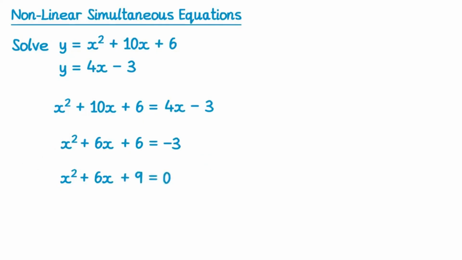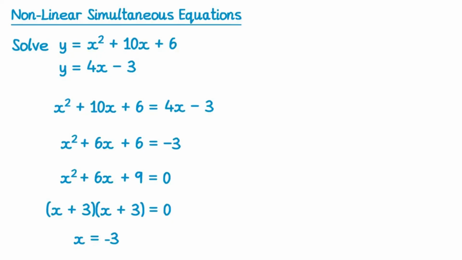Fortunately, this one will factorize. It will factorize into the brackets (x plus 3)(x plus 3) equals 0. Since both of the brackets are the same, this leaves us with just one solution, x equals negative 3. This means that if we drew the graphs of these out, they would only touch in one place.